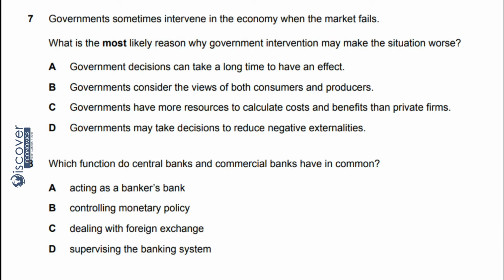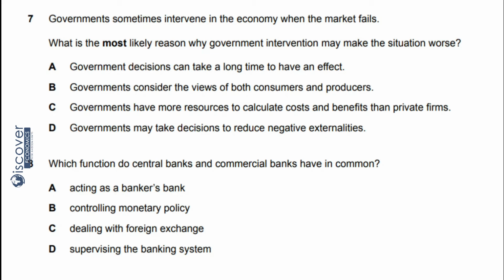C. Government have more resources to calculate costs and benefits than private firms. Now see, the government is not going to do this as well, because they don't always follow the costs and benefits. They do so many things where the costs are always higher, and the purpose is to provide public properties and public welfare goods. Fine. So this C can't be the answer, because the government will not always follow cost-benefit analysis.